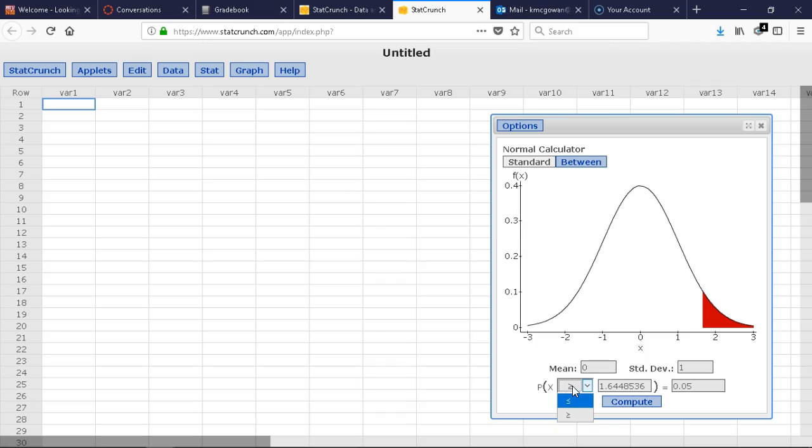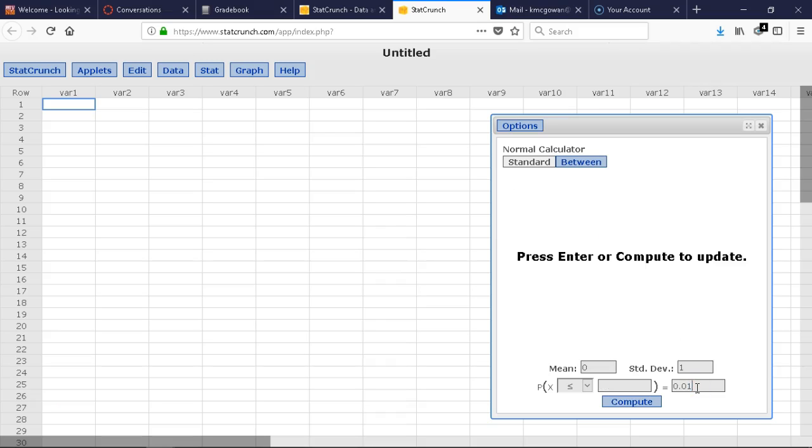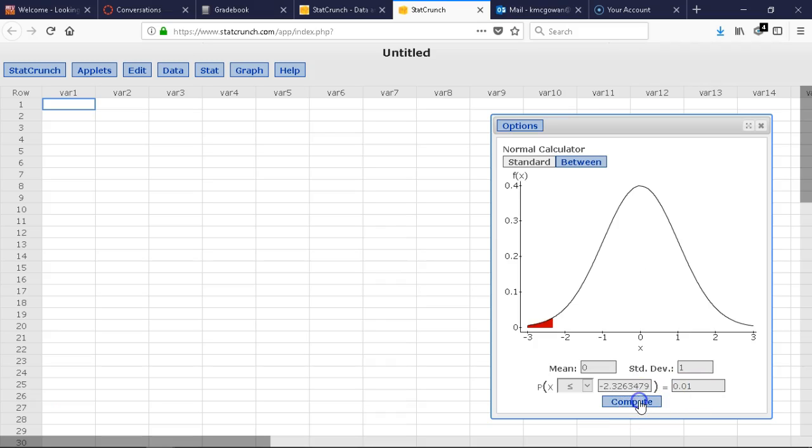So if I'm doing a right tail critical value, I get my greater than or equal to, and I put my alpha value in this box, either 0.05, 0.1, etc. And then if I'm doing a left tail, I would simply use less than or equal to, and again specify alpha here, like 0.01, something like that. And I get my critical value.